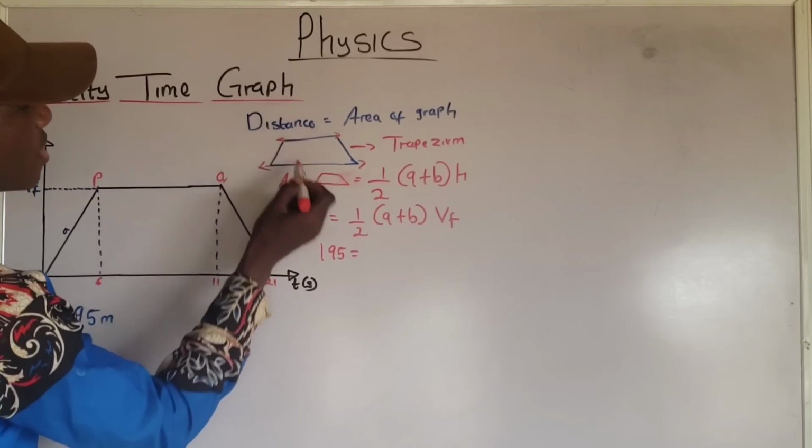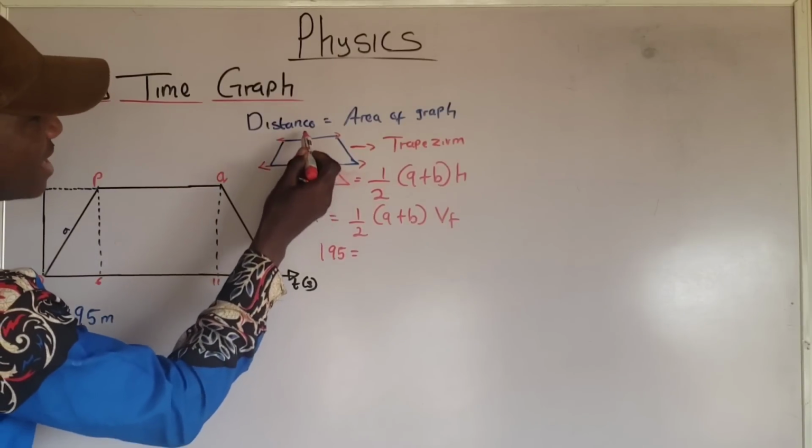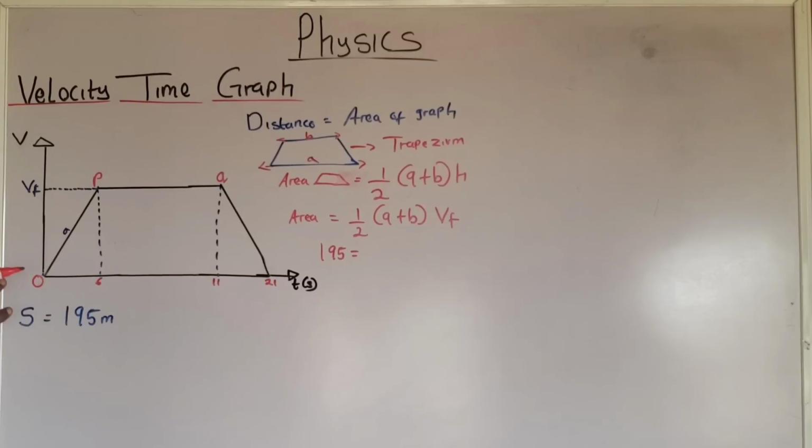So here, these sides that are parallel to each other are known as A and B. So here we have A and this is B. Now let's go back to our velocity time graph. The A in this velocity time graph is this.